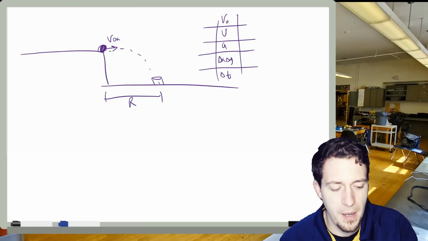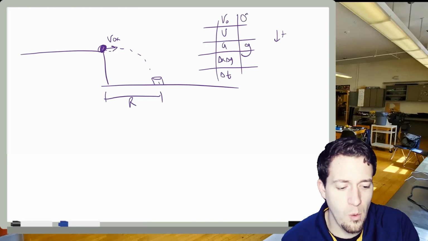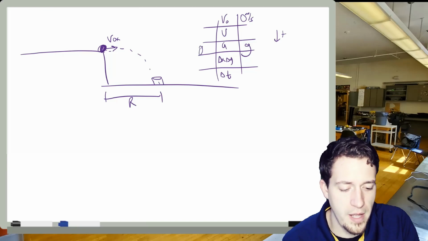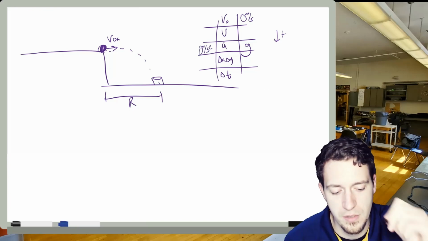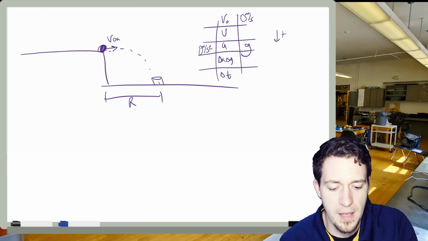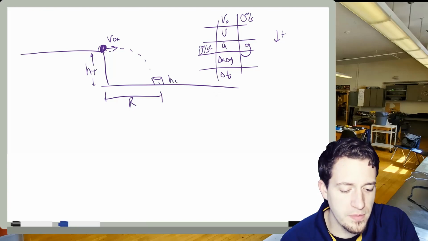If I'm setting this up, I'm going to make my life easy and call down positive for this example. So this would be little g. v_oy would be 0 because it's only moving horizontally when it's launched. The horizontal acceleration will be 0. And now what I need to know is there's going to be some height of the table, right? But there also would be some height of the cup most likely given.